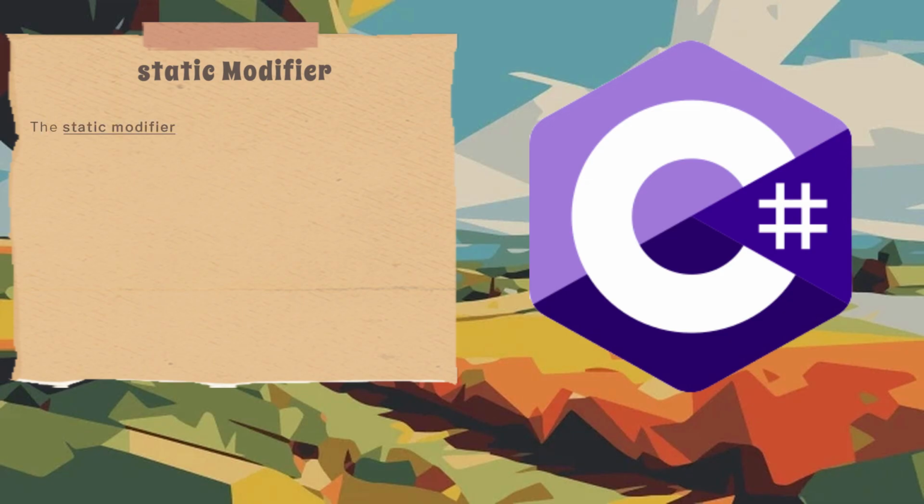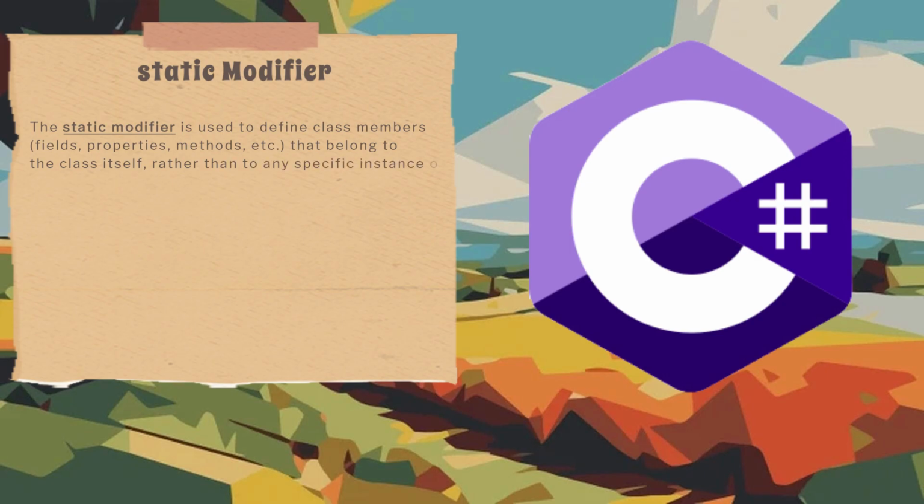The static modifier is used to define class members, fields, properties, methods, etc. that belong to the class itself, rather than to any specific instance of the class. Static members can be accessed directly using the class name without creating an object of that class.